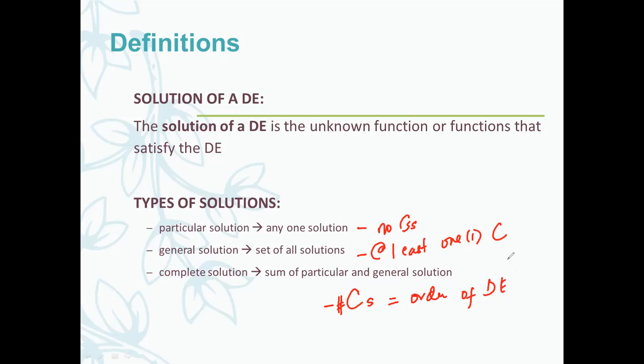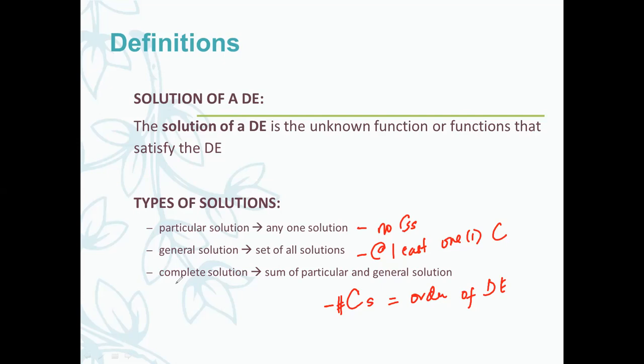What do I mean by this? If I am looking for the complete solution of a third order DE, the complete solution should contain three arbitrary constants. Normally they are represented as C1, C2, C3. Arbitrary in the sense that their values are not really specified. So it's a complete solution if the number of C's you see in the solution is equal to the order of the given DE. Now, it is a general solution whenever you see at least one arbitrary constant.